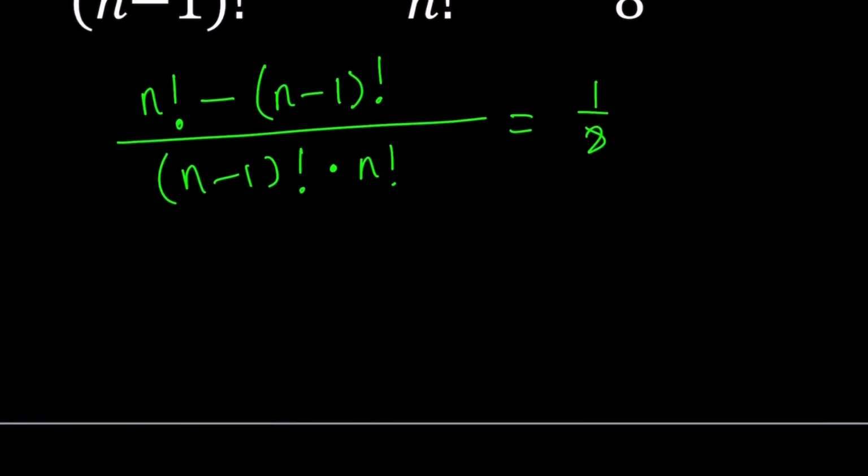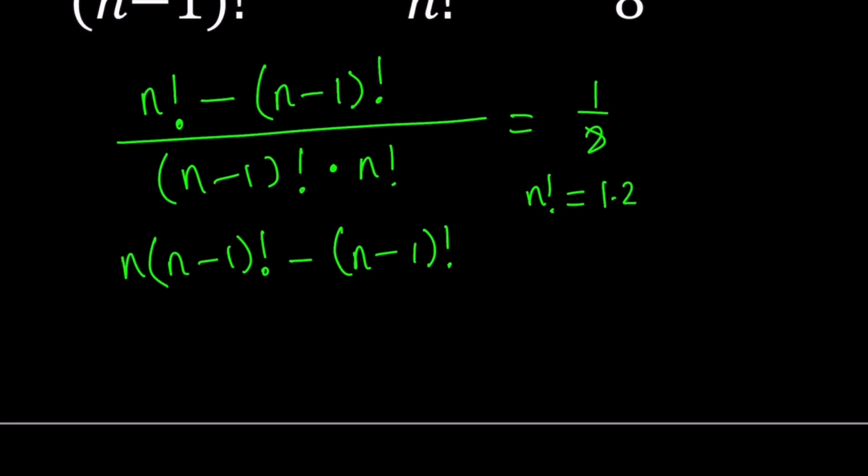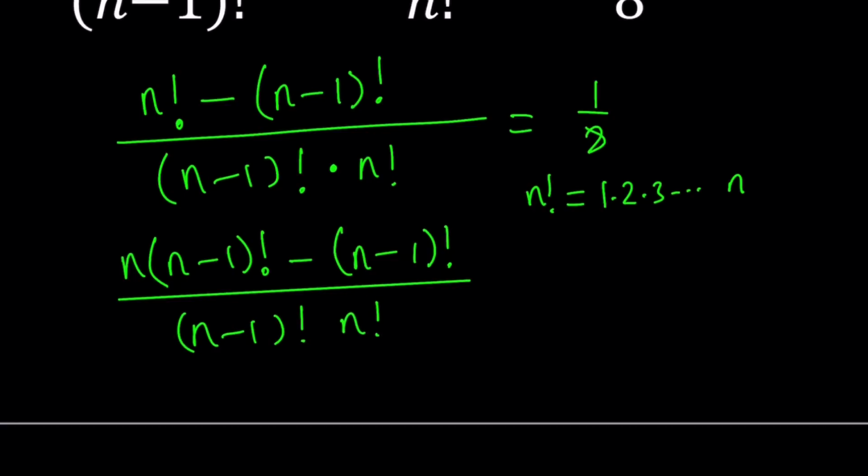Now here's what I'm going to do. I'm going to expand n factorial and then factor this out. So write the n factorial as n times (n minus 1) factorial minus (n minus 1) factorial. By the way, for those of you who are not familiar with factorials, n factorial is basically defined as 1, 2, 3, all the way up to n. So that's the product of consecutive integers 1 through n, or n through 1. Anyways, so let's go ahead and divide this by the product. And here's the multiplication symbol.